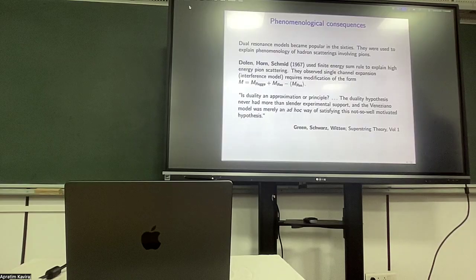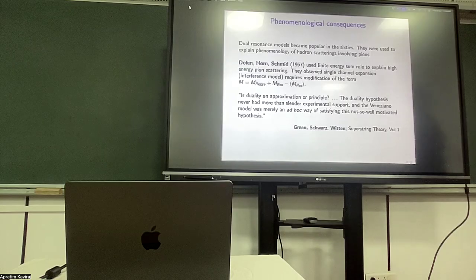And in fact, the early founders of string theory were also a bit skeptical about this dual resonance model. For example, in the textbook by Green, Schwarz, and Witten, in one introductory chapter, they pose this question: is duality an approximation or a principle? And they say the duality hypothesis never had more than slender experimental support, and the Veneziano model was merely an ad hoc way of satisfying this not so well motivated hypothesis.